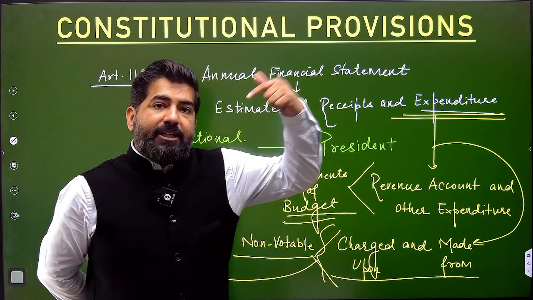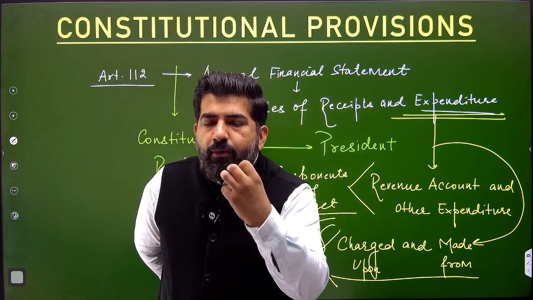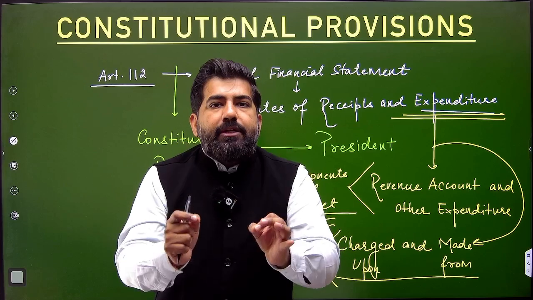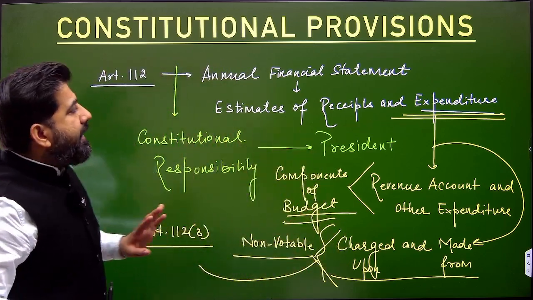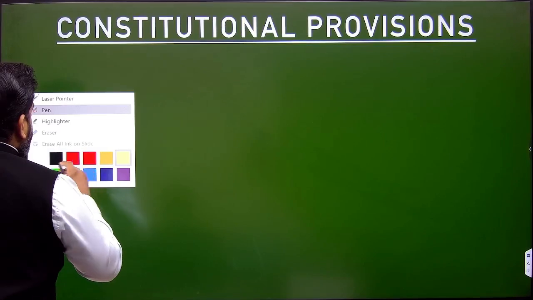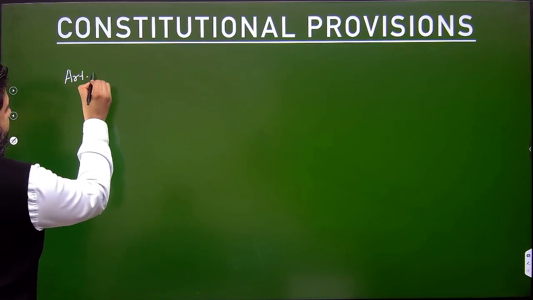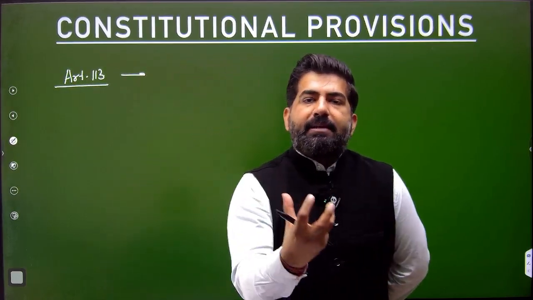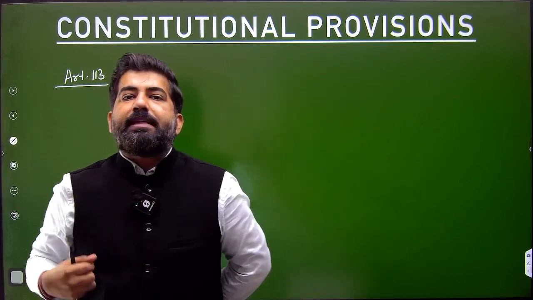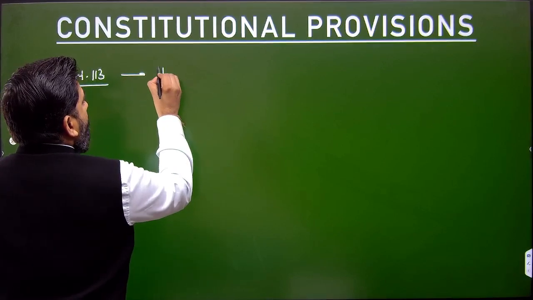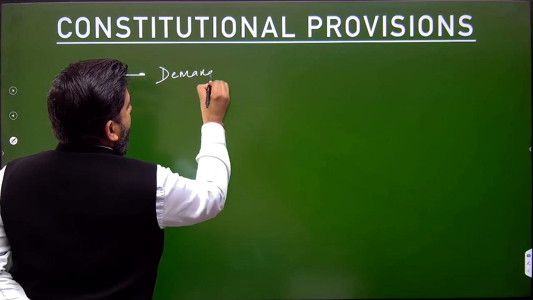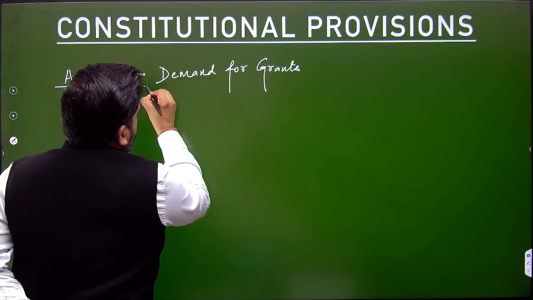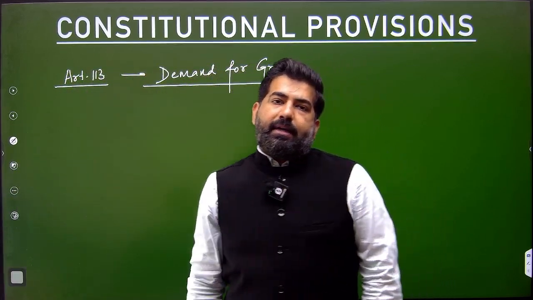Because when I explain the budget in my second part, Trends and Analysis, I'll show you, and then you will be able to relate the concept with the reality, and it is going to build your confidence. This was Article 112. Then comes Article 113. See, Article 113 says that the estimates of expenditure given by the departments or the ministries are known as demand for grant. So Article 113 mentions demand for grant.